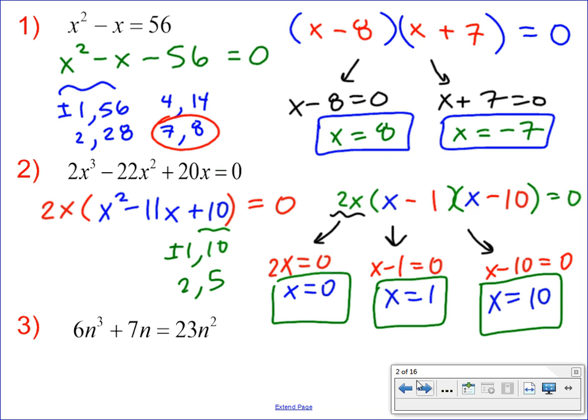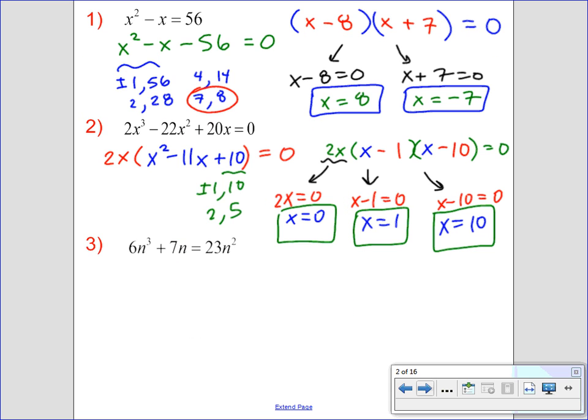Add or subtract. Get everything on one side set equal to 0. So it looks like we have to rearrange this bad boy, and I get 6n cubed. I'm sandwiching in the n squared term by subtracting it over so I can put in standard form, plus 7n. Now we're in standard form, so it's equal to 0.